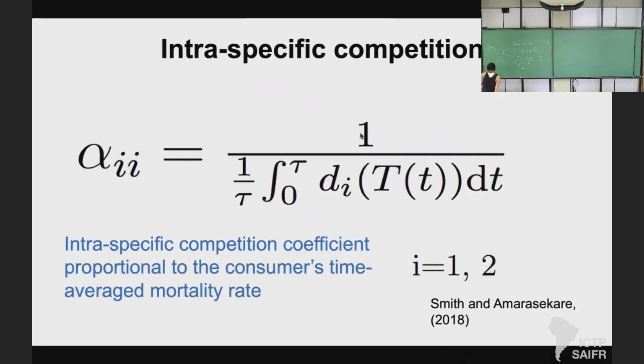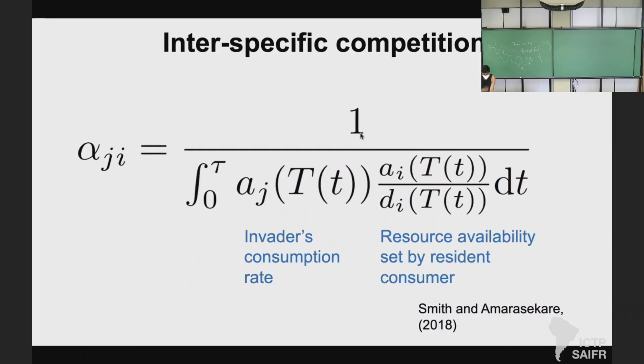So let's look at this intraspecific one. I've already said this. It's inversely proportional to the species' time-average mortality rate. It's proportional to this species' average longevity over the year. Okay? The interspecific competition coefficient is inversely proportional to this product. It's the invader's consumption rate weighted by the resource availability set by the resident competitor. This is also a really insightful thing.